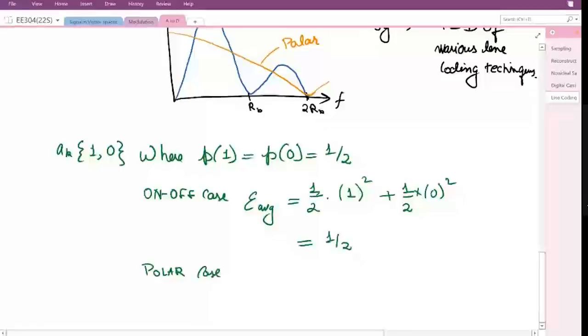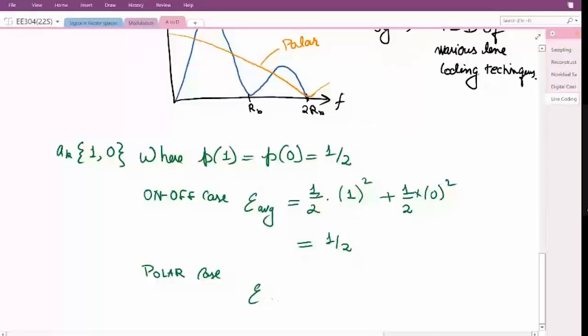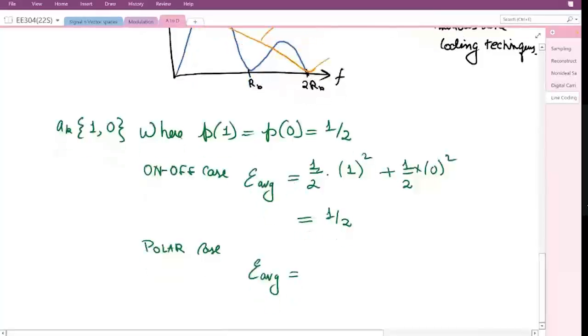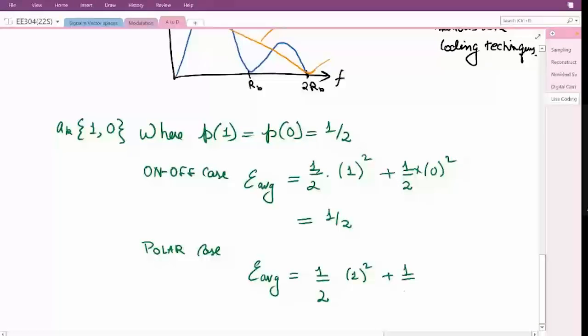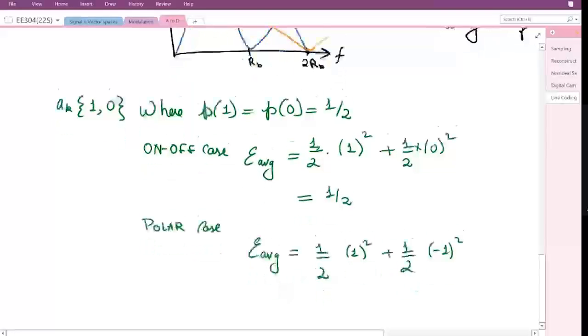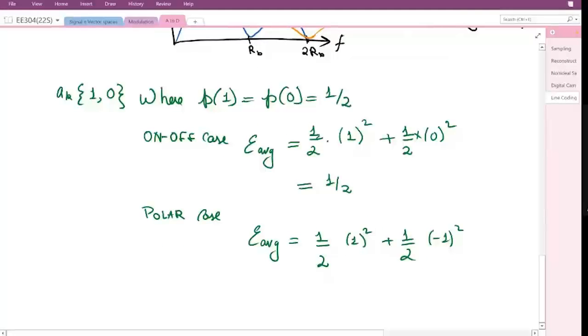Similarly, if I calculate this average for the polar case, what is the average value? E average for polar. Will it be 0? Will it be half? 1 upon 2 times 1 square plus 1 upon 2 times minus 1 square. For the polar case, it is going to take either plus 1 or minus 1. So what is this value? 1.